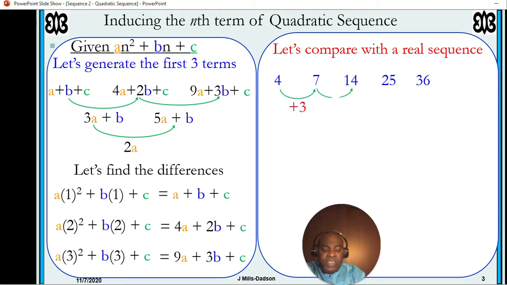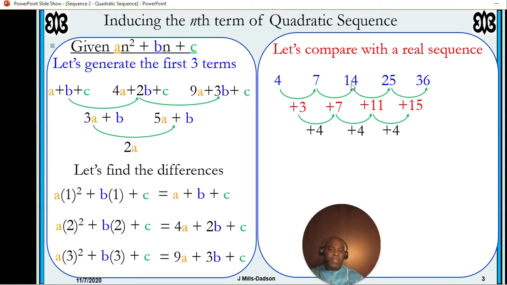First set of differences. Second set of differences. So that's what I've got so far. Now you can see there's a pattern here. Position of 2a is plus 4. Position of 3a plus b is plus 3. Position of a plus b plus c is plus 4.